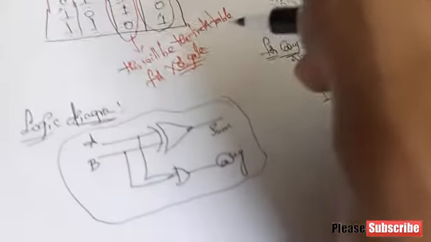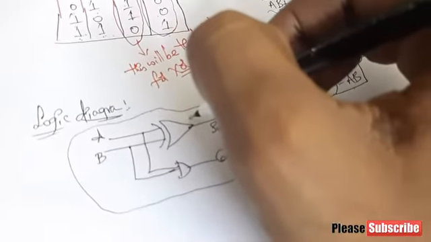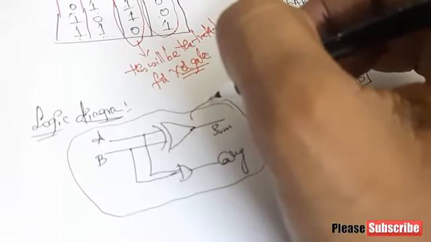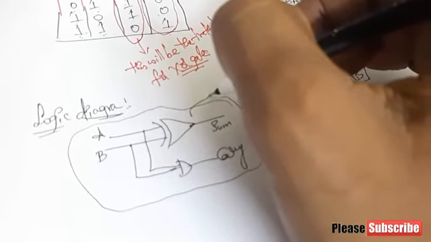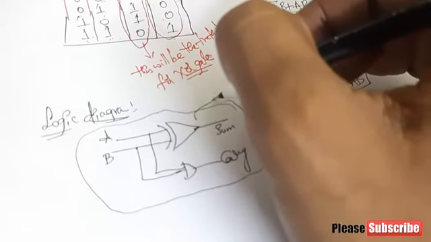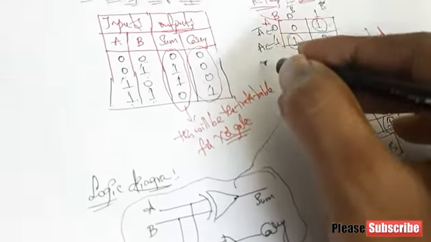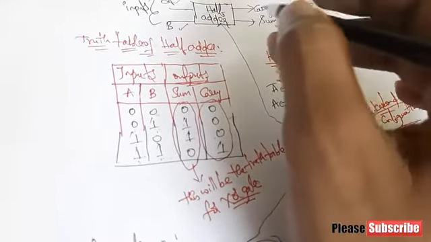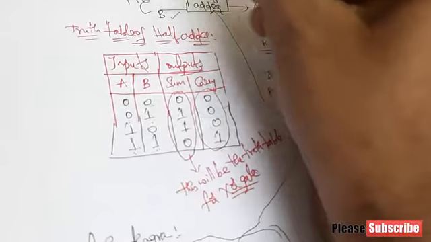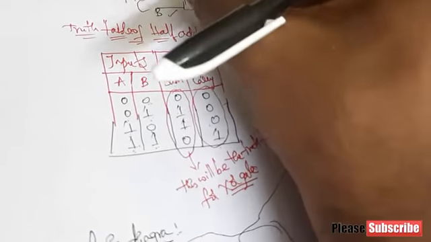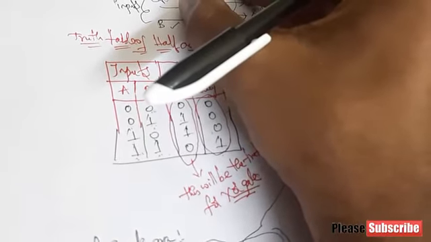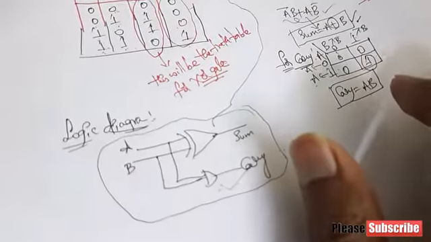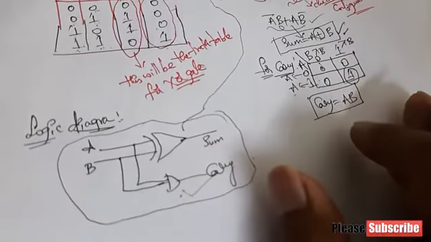That means whatever logic diagram or hardware structure you get will be placed in this half adder block. That means in this block there is a hardware structure present. That hardware structure is like this. That's the main concept behind the half adder.